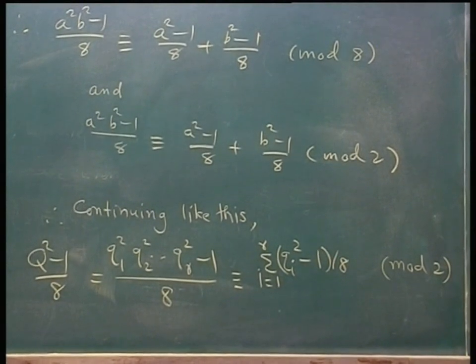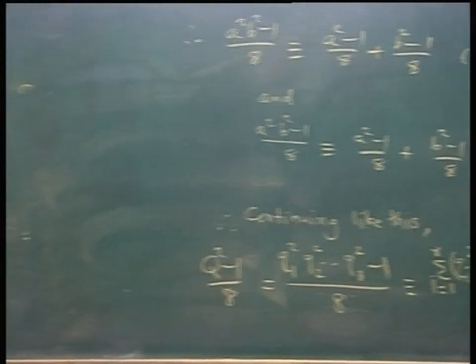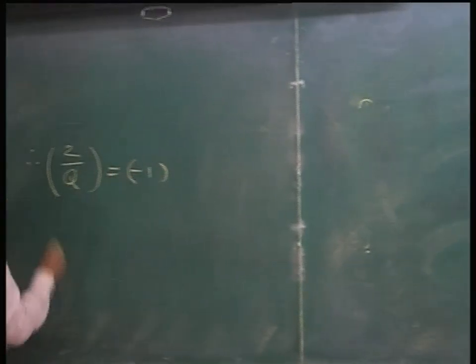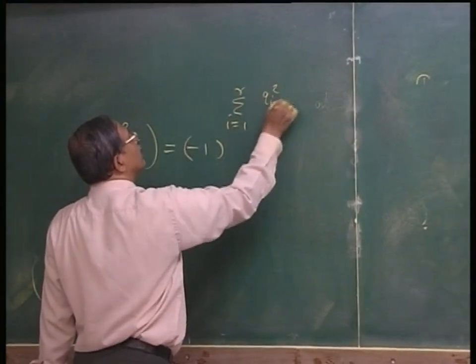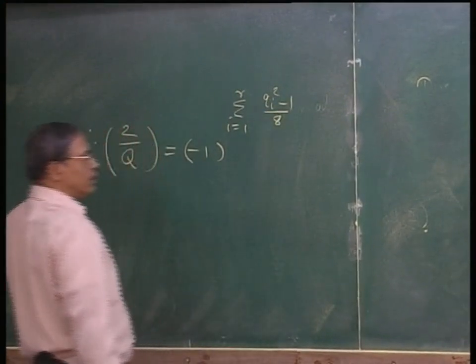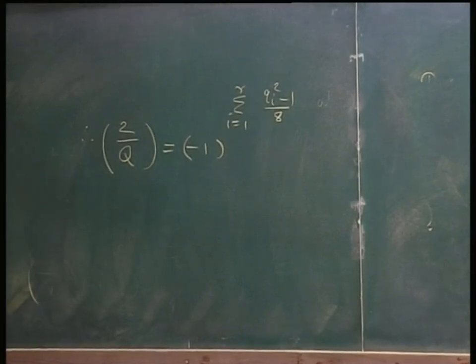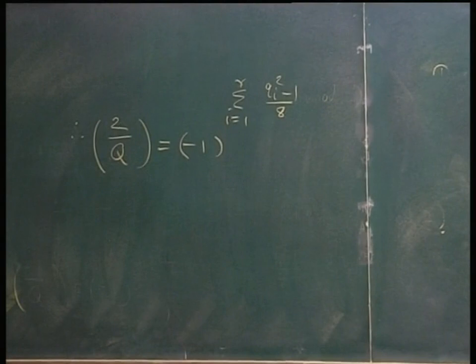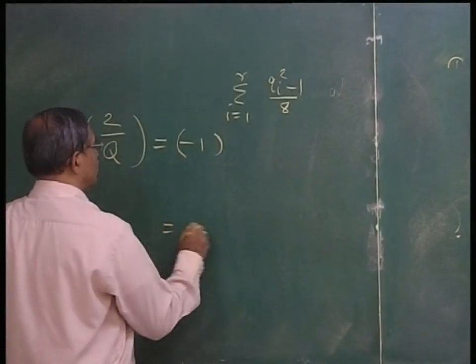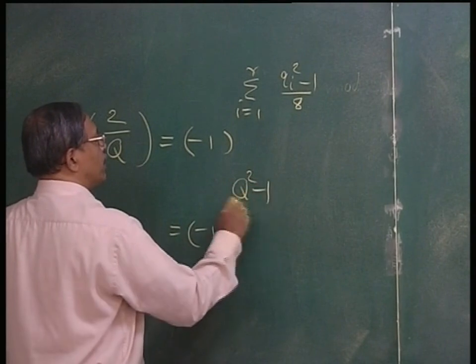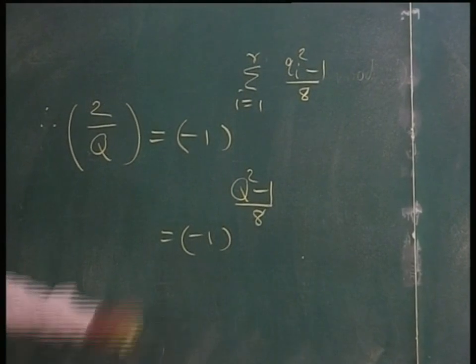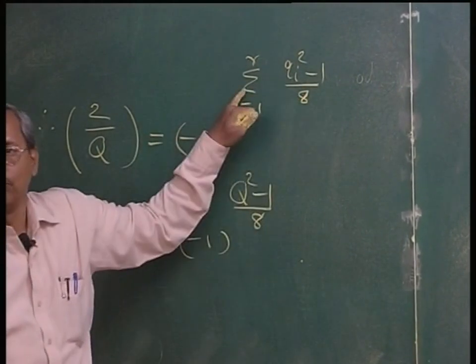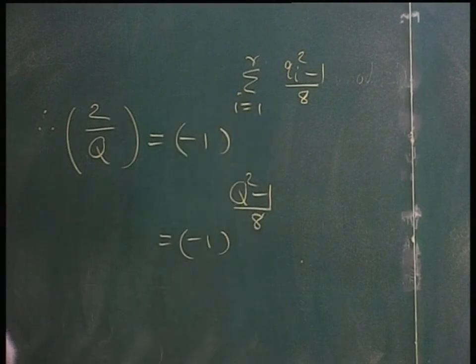This gives us what is (2/Q). It was already equal to minus 1 raised to the summation, i equal to 1 to r, of (Qi square minus 1)/8. That is equal to minus 1 raised to (Q square minus 1)/8, because (Q square minus 1)/8 is congruent to this sum modulo 2. That proves this result.